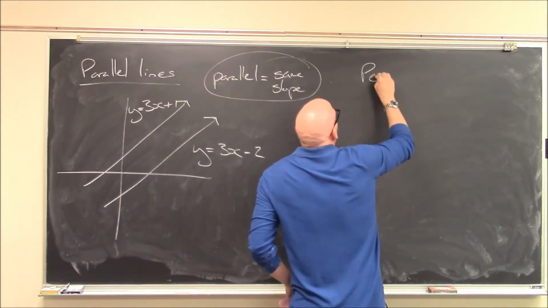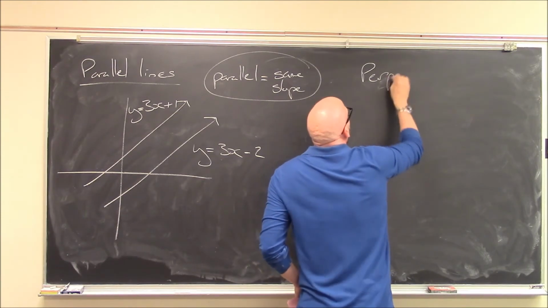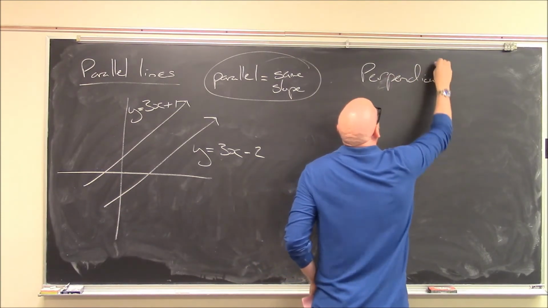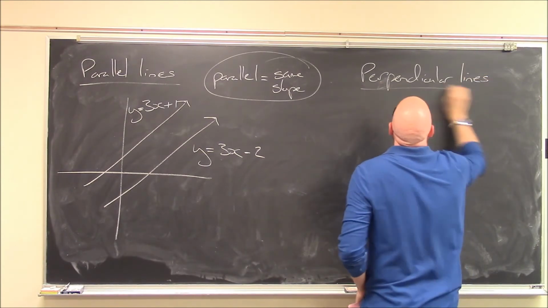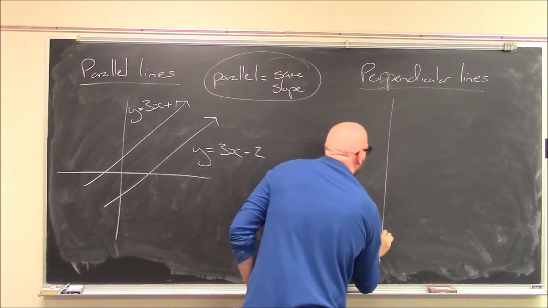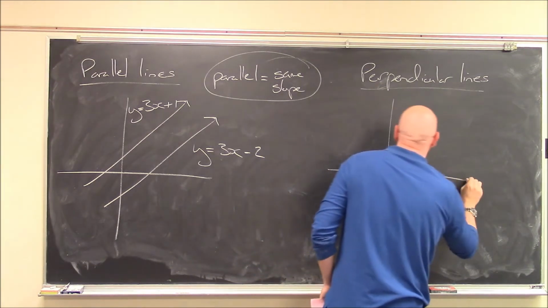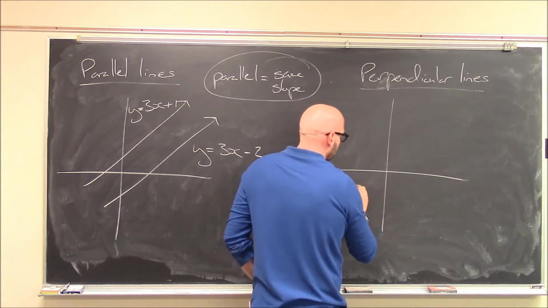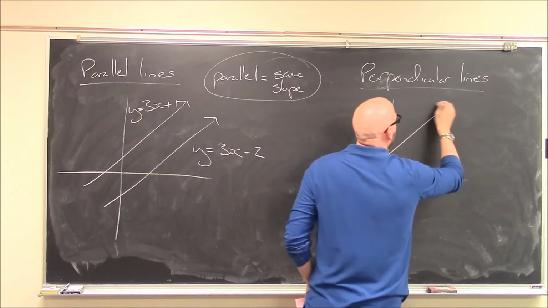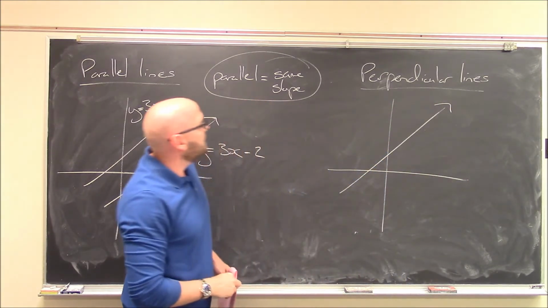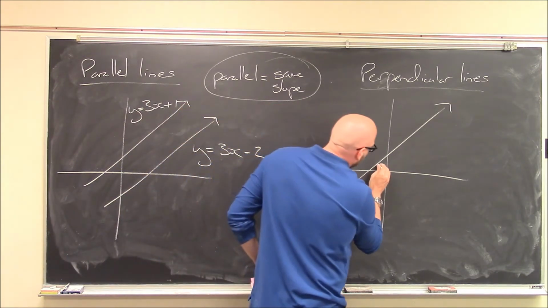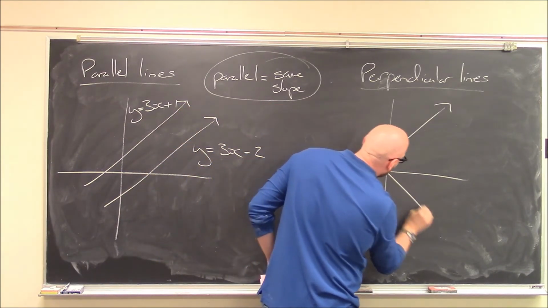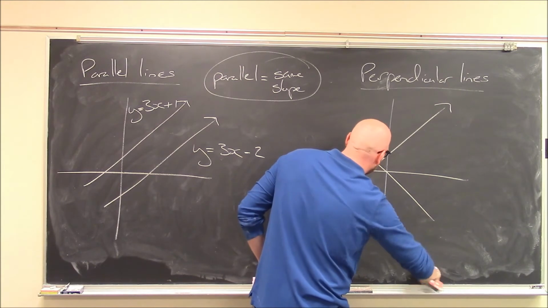Perpendicular lines are lines that are really sort of the complete opposite. So here's one line. A perpendicular line is one that cuts through this line at a right angle, so at 90 degrees. So I'll try to draw 90 degrees here. That's not quite 90 degrees.